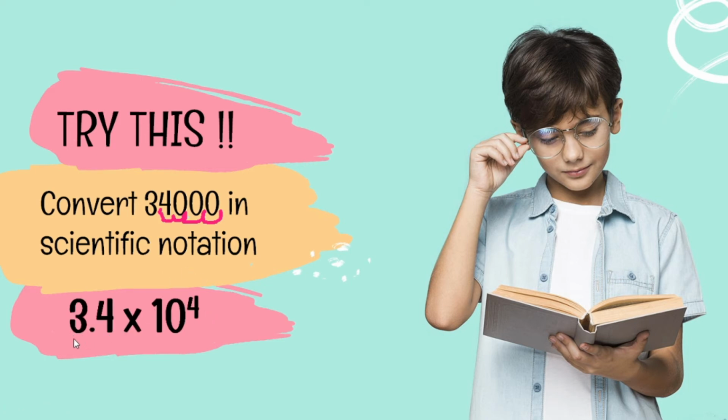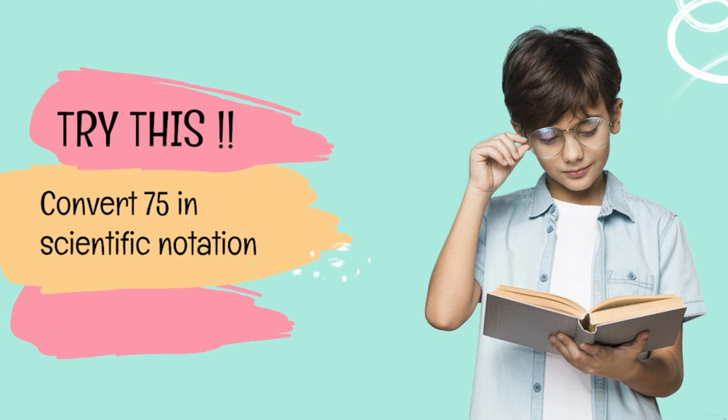Bakit? Naiwan si 3.4 doon, yung A natin, ita-times natin siya kay 10. Ilang beses tayo nag-move? 4 times. Bakit positive 4? Kasi 34,000 ay malaki. Hindi siya less than 1. So we have 34,000 is equal to 3.4 times 10 raised to 4.